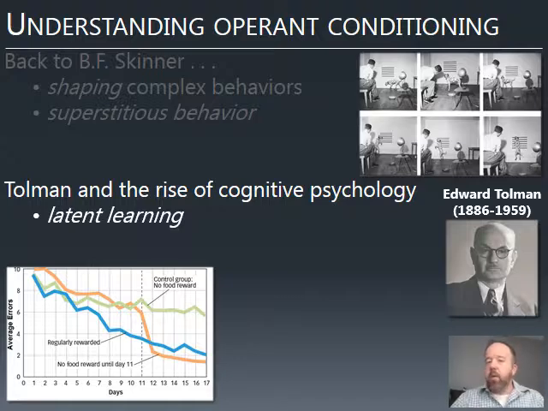And this is something behaviorism couldn't explain by itself. Behaviorism would say they're not going to exhibit the behavior, they're not going to learn anything if they're not rewarded. And so they shouldn't have been learning anything during the first half of the experiment, but obviously they were. And so this was a big challenge to behaviorism. Another big challenge was the idea of cognitive maps.